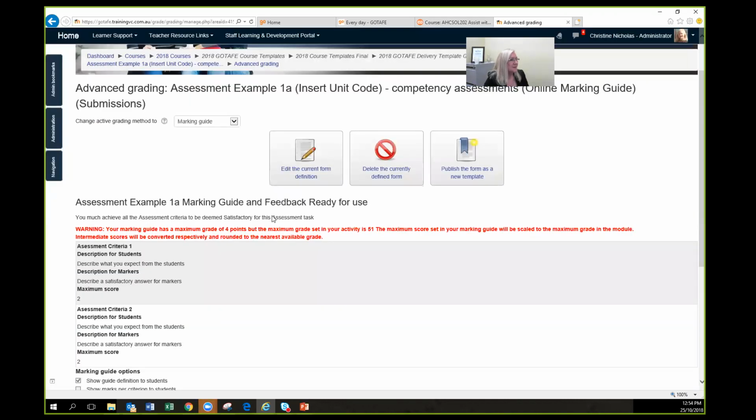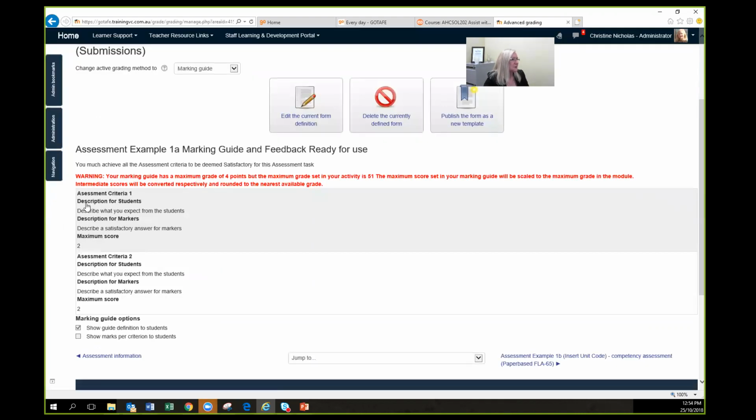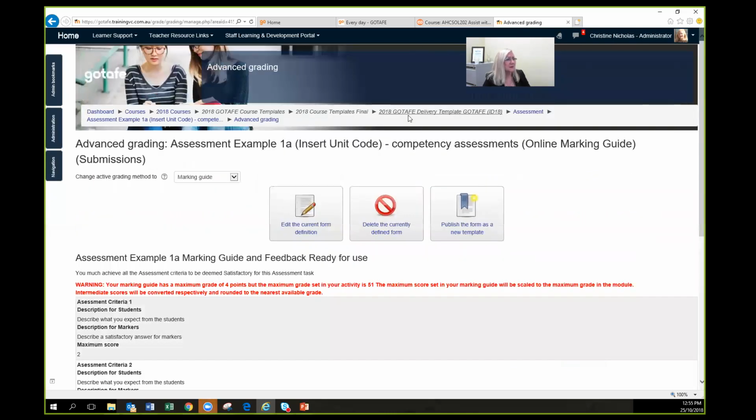So with the advanced grading, we've got a template, and you just put your criteria in. You say what you expect from the students, and then what the marker needs. So it's like your feedback form, but you've got it electronically. When the student goes in, they see what the criteria is before they do the assessment. And then the teacher, when they go to mark, has the criteria and can mark next to each of the criteria. So it's a really good way of doing it.